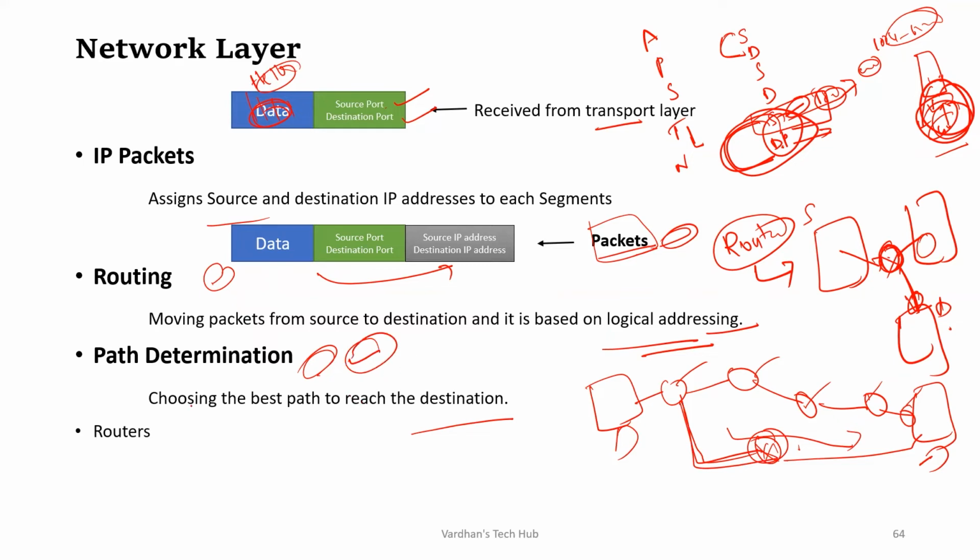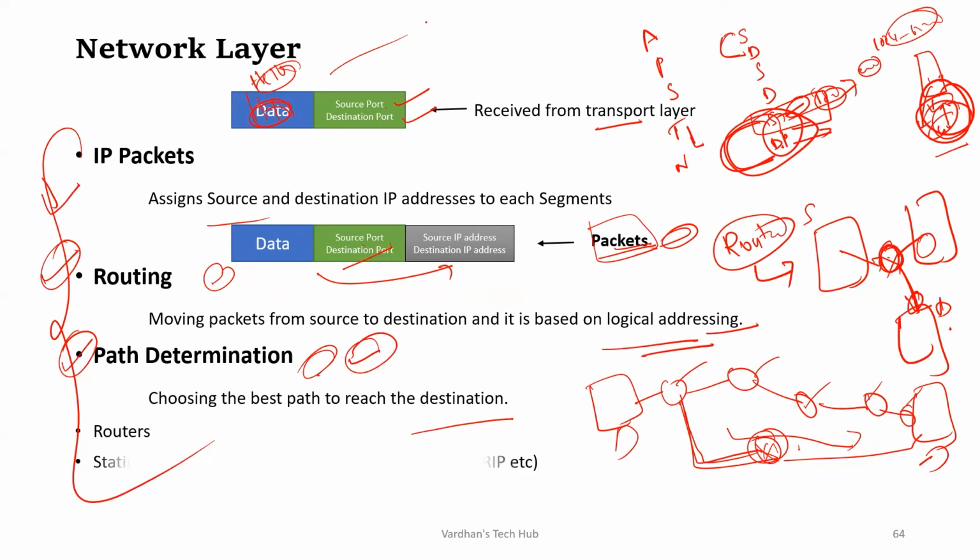So what the network layer does is add source and destination IP addresses to the data which it receives from the transport layer, and that is called a packet. It also performs routing and path determination. So these are the functionalities of the network layer.